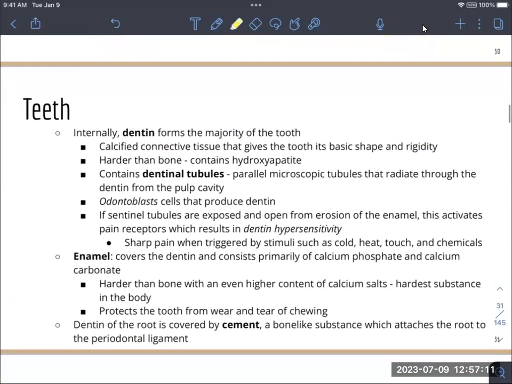So now the layers of the teeth. Dentin is what makes up most of our teeth. It is extremely hard. And it gives your tooth its shape. It makes your teeth hard. Dentin is technically considered harder than bone. We have dentinal tubules. We have odontoblasts that produce this dentin.